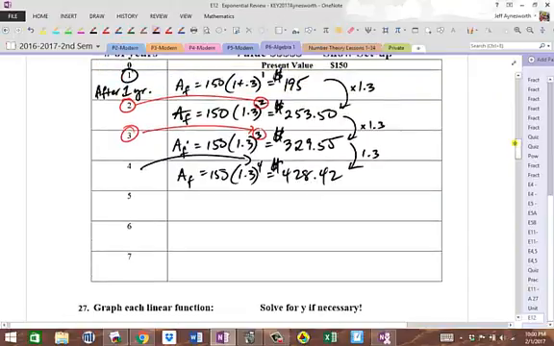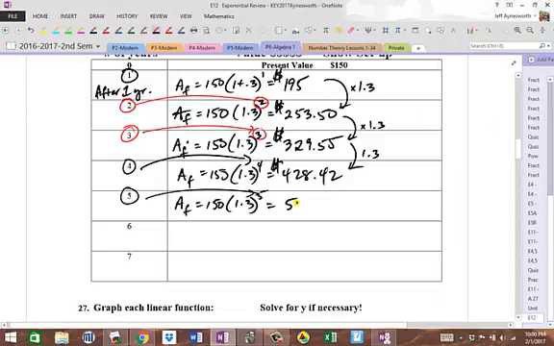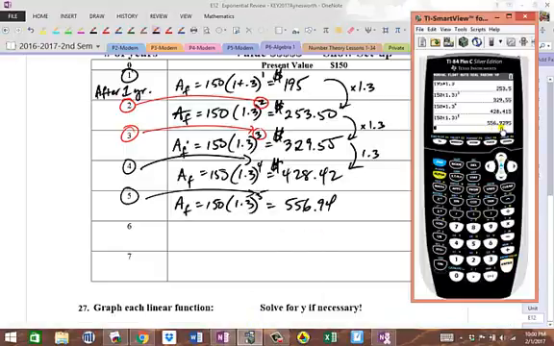So let's continue. After 5 years, it's $150 times 1.3 to the fifth power. Again, you just take the number of time periods, which in this case is the number of years, because if you read the problem, that's what it says. So 150 times 1.3 raised to the fifth power, and you get $556.94. Let me read that again. Let's see if I wrote it down right here. 556. Yes, I did.